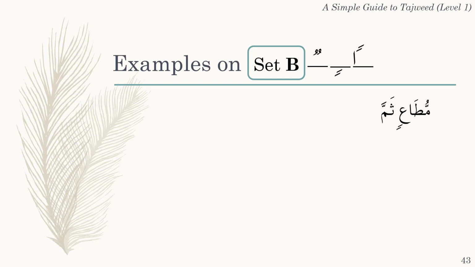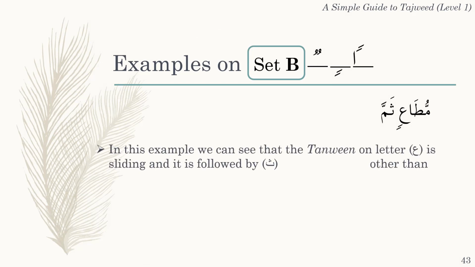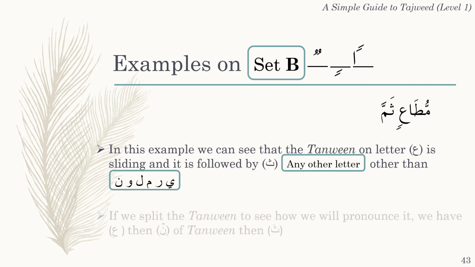Here are some examples on set B. In this example, we can see that the Tanween on letter Ain is sliding, and it is followed by Tha, which is part of the group any other letter, other than Yarmulun. When we say any other letter, for sure we exclude Hamza, Ha, Ain, Ha, Ghain, Kha, and Ba, as the shape of Tanween would have been different.